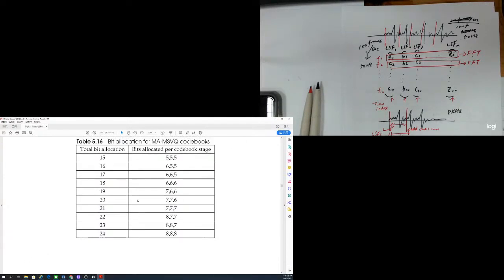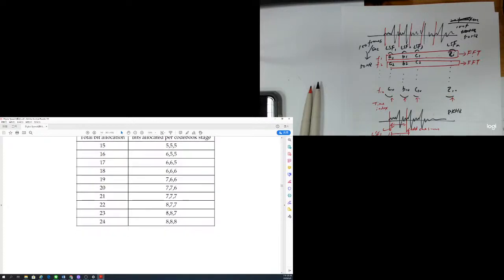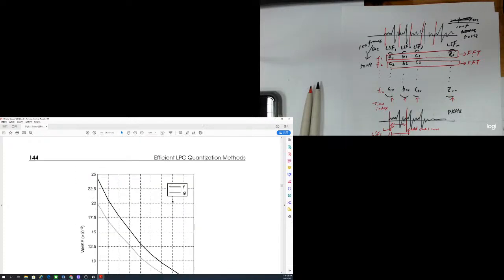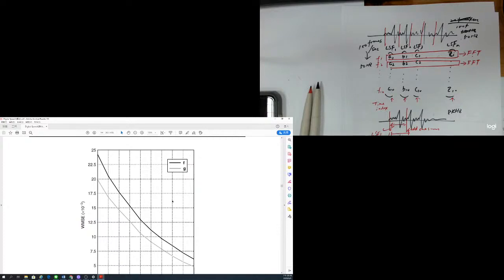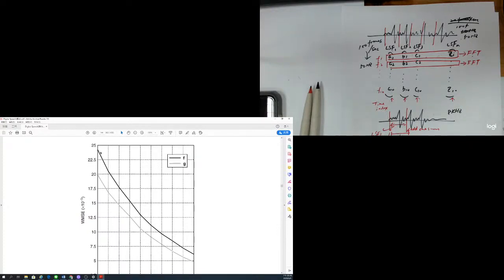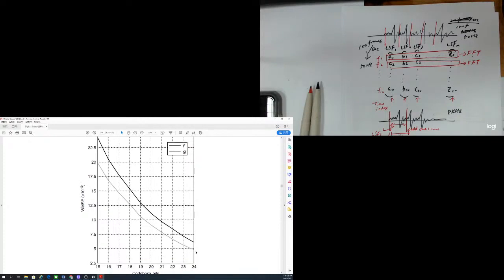So this one is moving average multiple stage vector quantization. If we improve the bit rate, we can give more bits to each stage codebook vector. You can see they try to see what performance they get. This one is without a low pass filter, and this one is with a low pass filter. If we look at the same performance, they improve by a large amount.